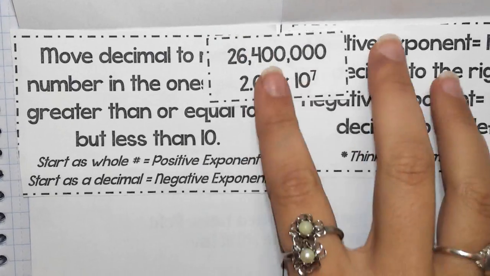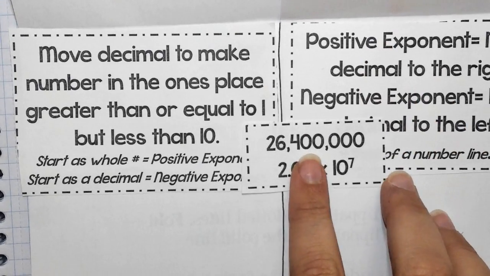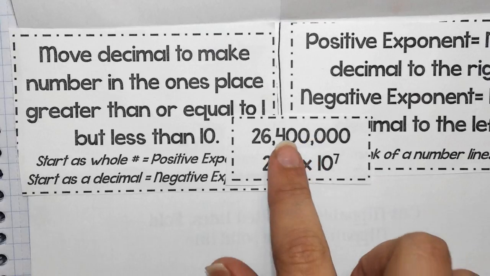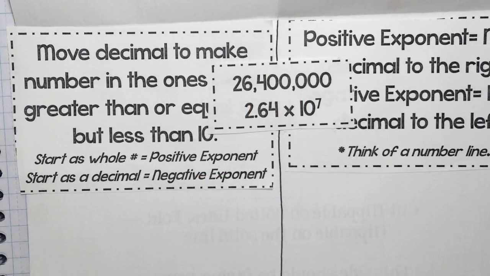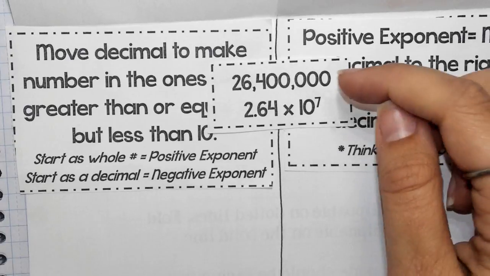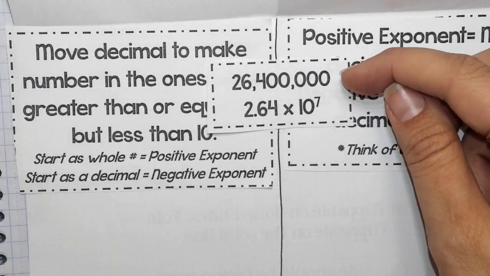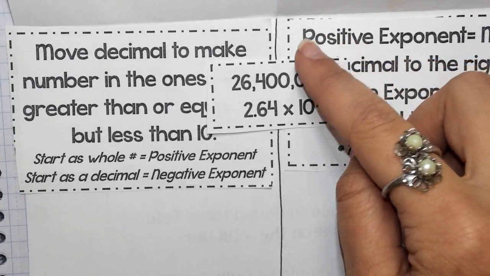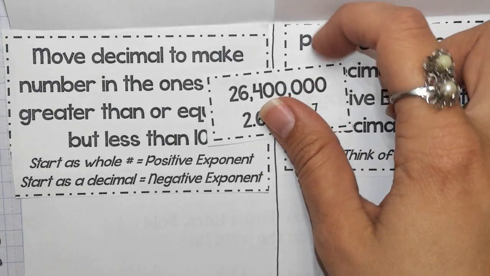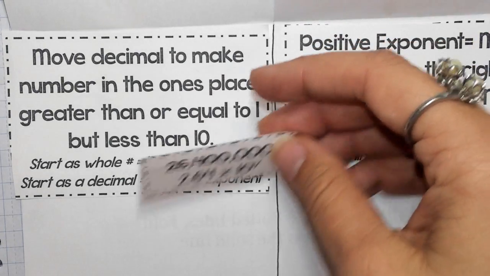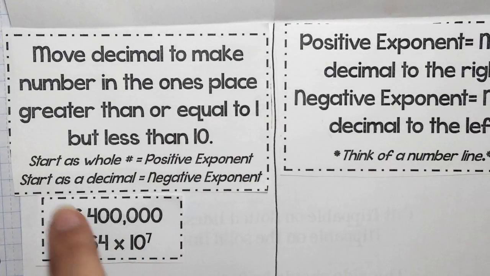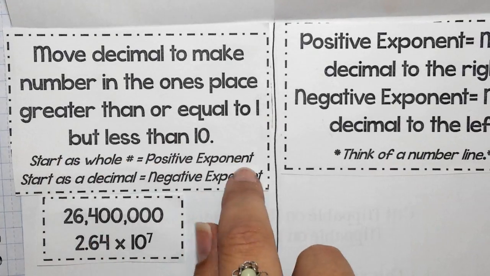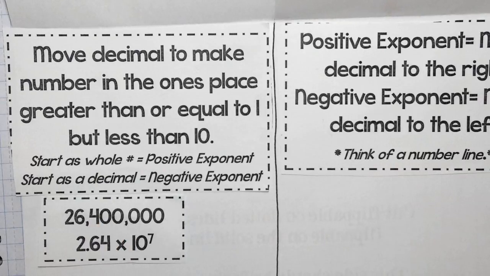Alright, so let's look at this one. Are we starting in standard form or scientific form here? This number right here. Okay, this number is in standard form, so it's going to go on the left because that's going from standard to scientific. Now let's talk about how they got 10 to the 7th power. If you start as a whole number, you get a positive exponent. So did it start as a whole number? So they got a positive exponent.